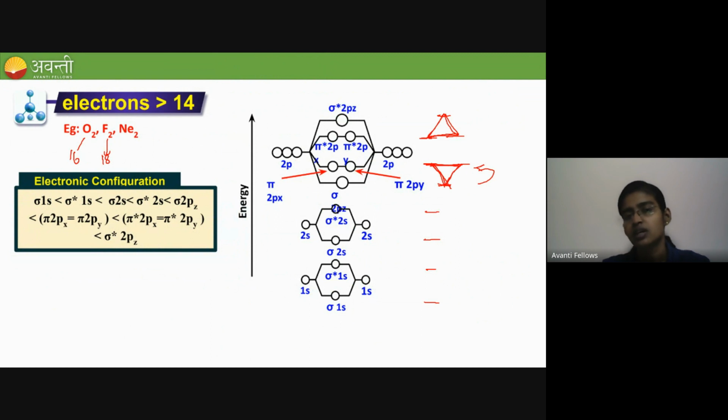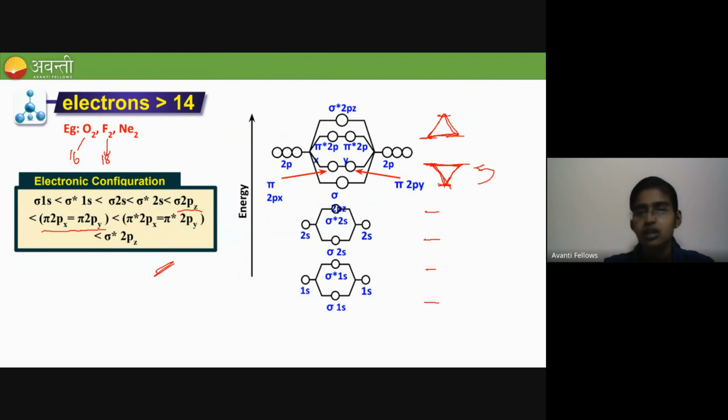And the electronic configuration we can keep in mind: sigma 2pz is going lower in energy, then comes pi 2px and pi 2py. Okay. So this is the molecular orbital energy level diagram that we have to follow for both cases, less than 14 electrons and more than 14 electrons.